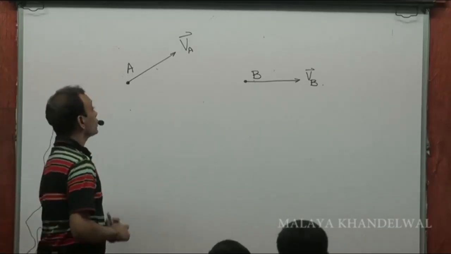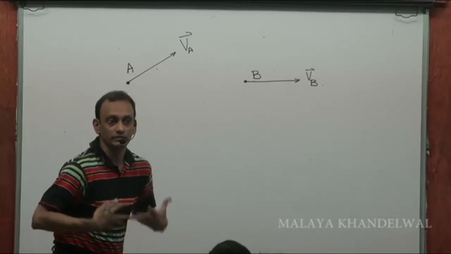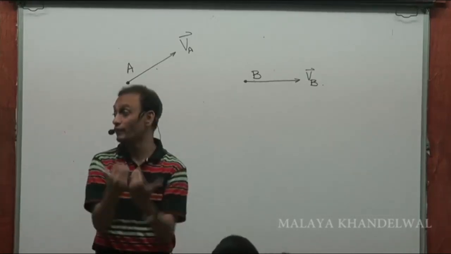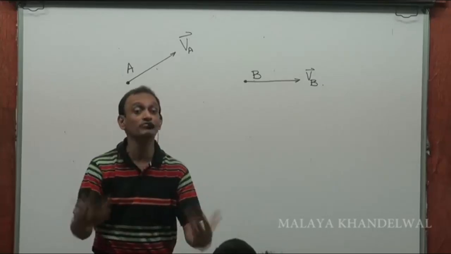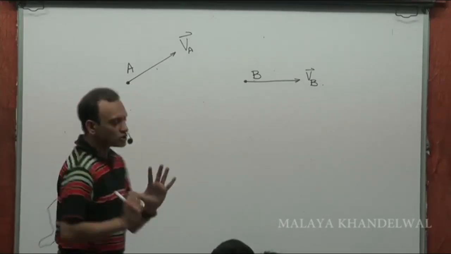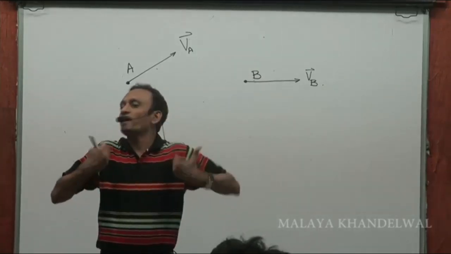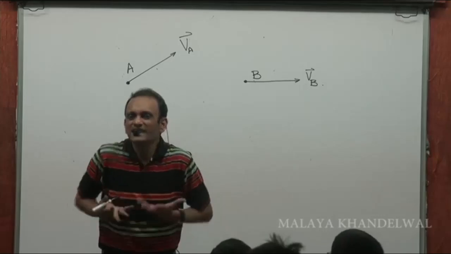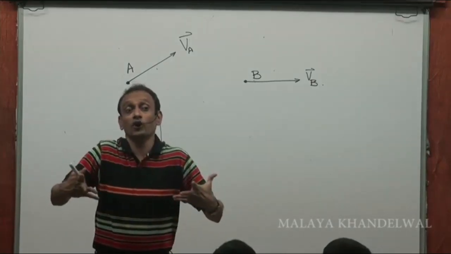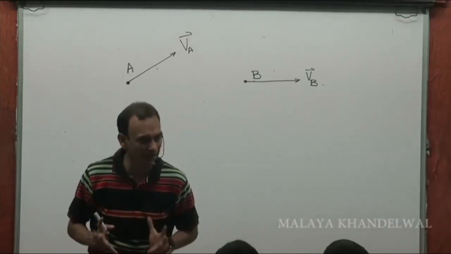Then, when I say velocity of B with respect to A, what does it actually mean? That's important to understand. Velocity of B relative to A, velocity of B with respect to A, velocity of B as seen by A. It really means, see, if A is an observer, he doesn't perceive any motion in himself. It's as if A is at rest and B is moving with a velocity which is velocity of B as seen by A. This is what it means.